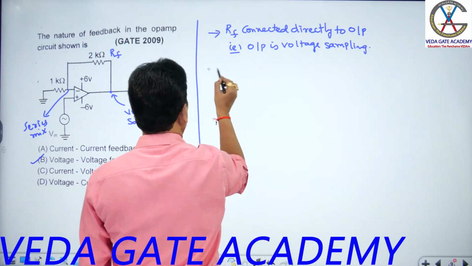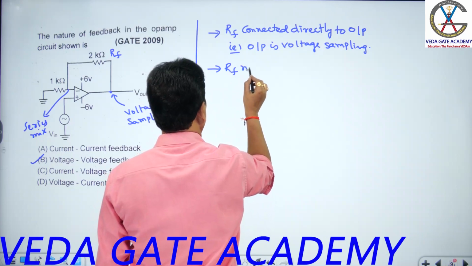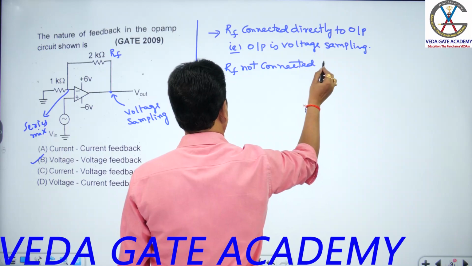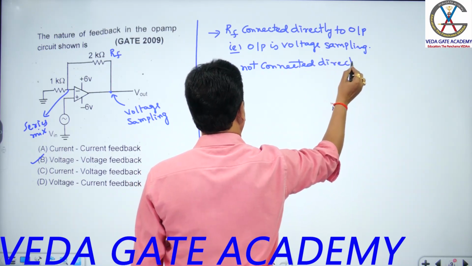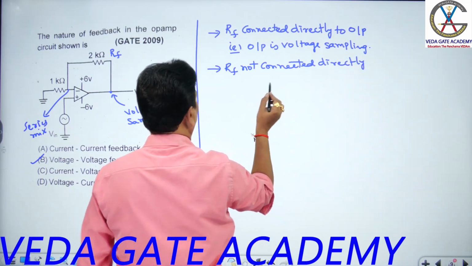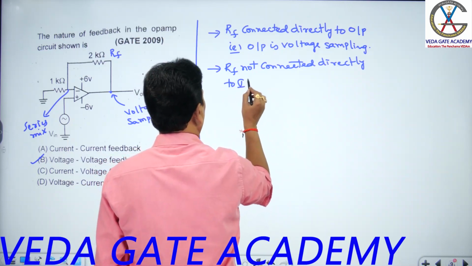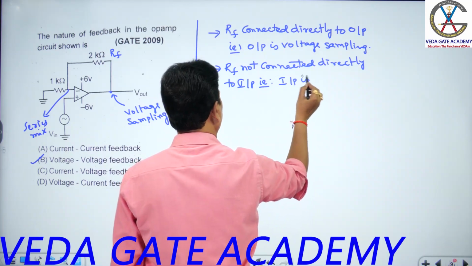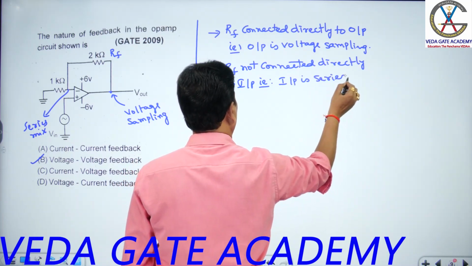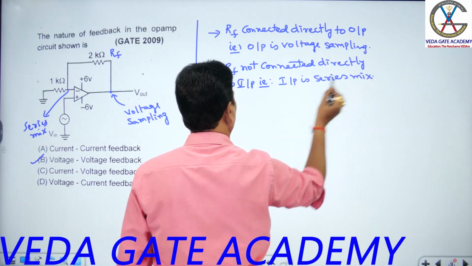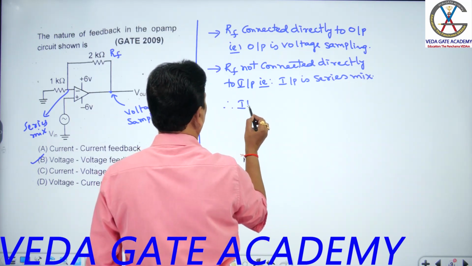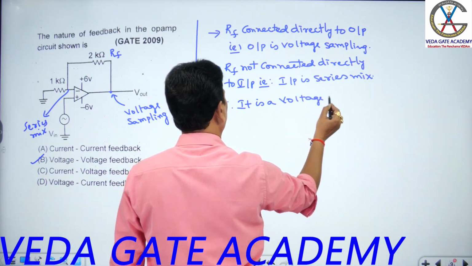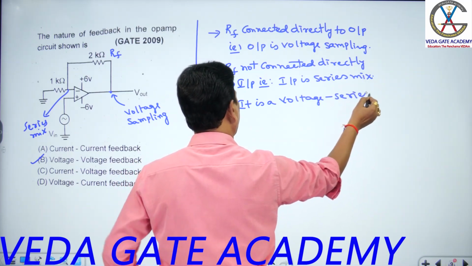Confirm, students? RF is not connected directly to the input. That is, the input is a series mix. Therefore, it is a voltage series feedback, sir. Non-inverting is a voltage series feedback.